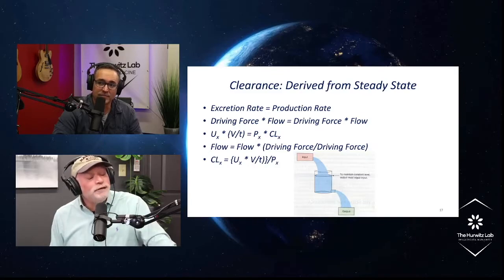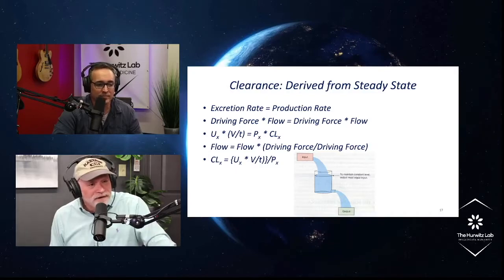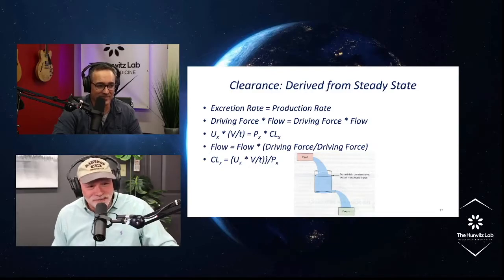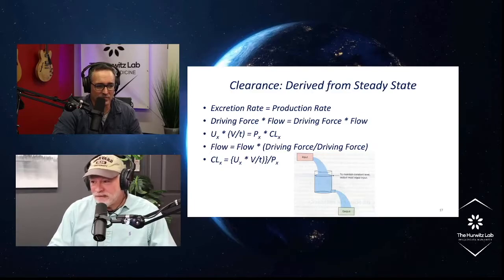They'll come up with some crazy number because they forgot to divide by 1,440 minutes in a day. So they come up with a creatinine clearance of thousands, and they go, well, you tried dividing that by 1,440, and now you're talking. So again, clearance is derived from steady state.